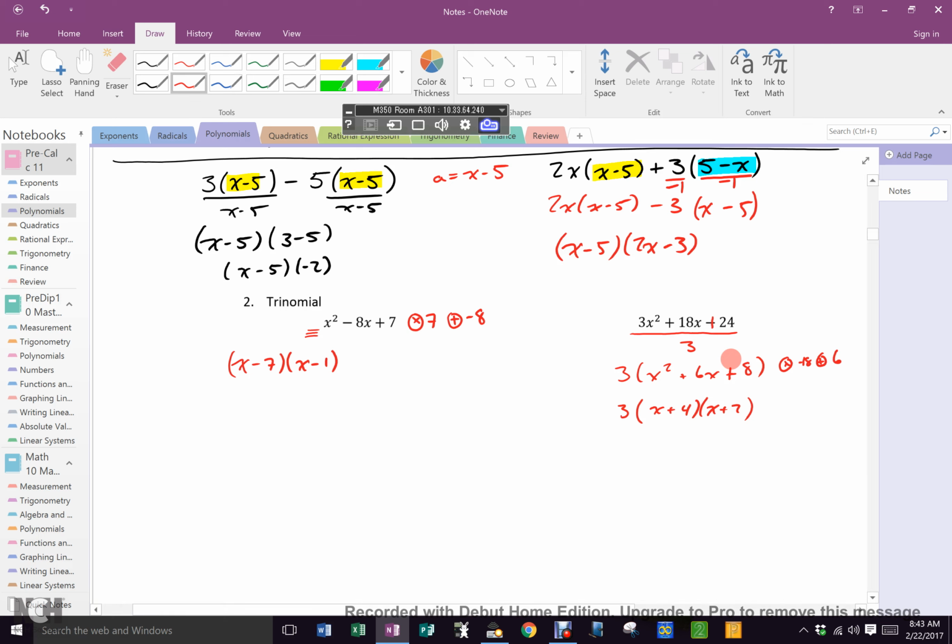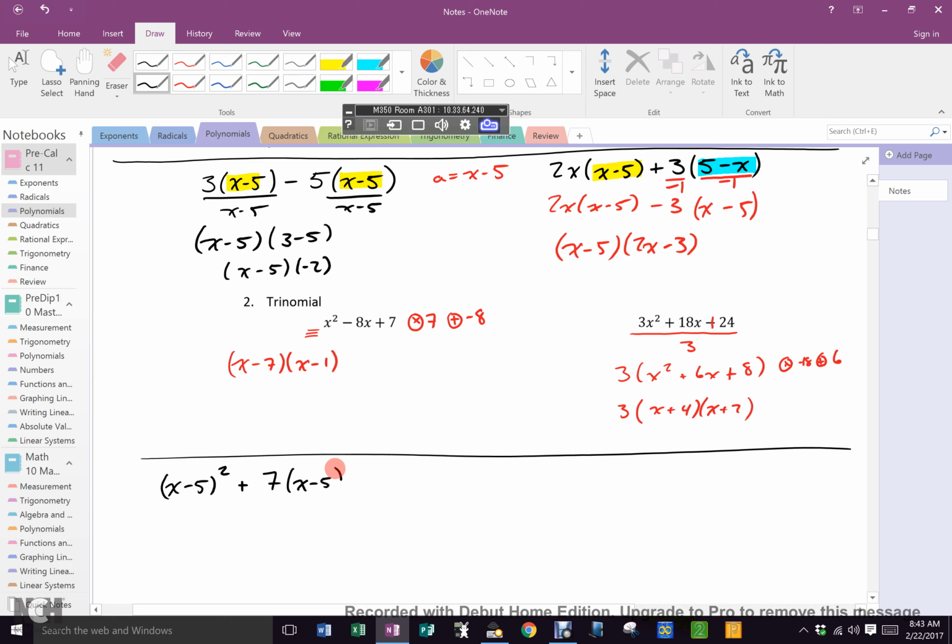All right, so as always, just like we did before, I'm going to draw a line and we're going to show you where this could go. The next thing that happens with this is exactly what happened in the top one. What if I gave you something like this? X minus 5 squared plus 7 times x minus 5 plus 12. If I gave you that, what would you do?